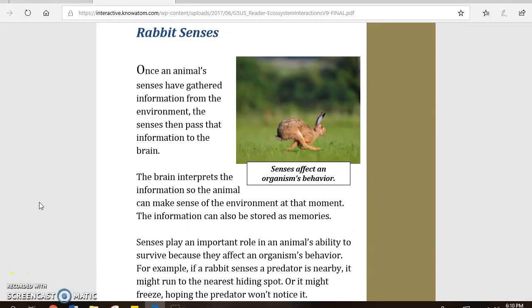Rabbit senses. Once an animal's senses have gathered information from the environment, the senses then pass that information to the brain. The brain interprets the information so the animal can make sense of the environment at that moment. The information can also be stored as memories. Caption: Senses affect an organism's behavior.